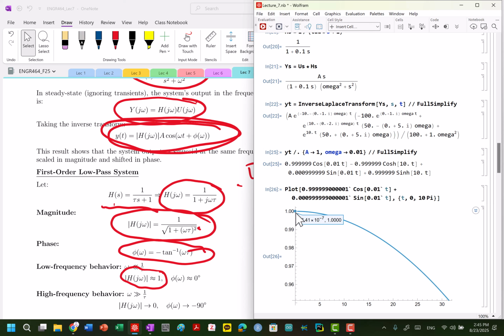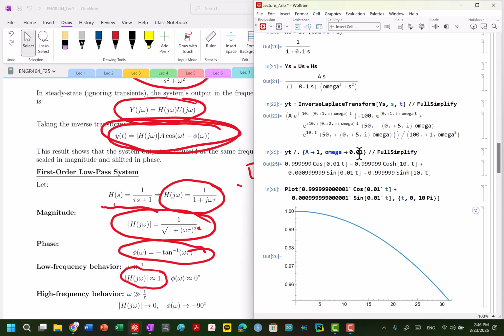You can kind of see here. So again, my magnitude is maxed out, basically equal to 1, and there's no phase lag. So I'm basically still cosine compared to my original function. So that's essentially what we've got.